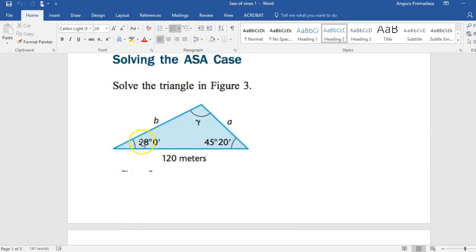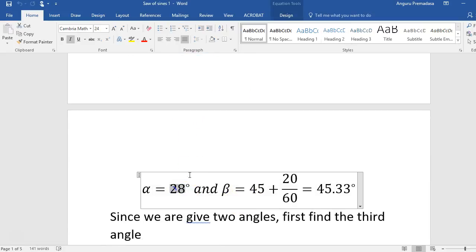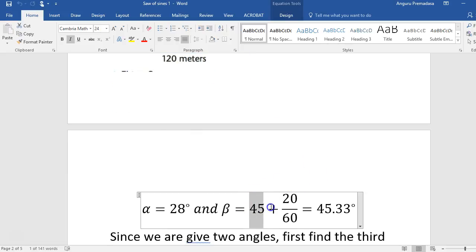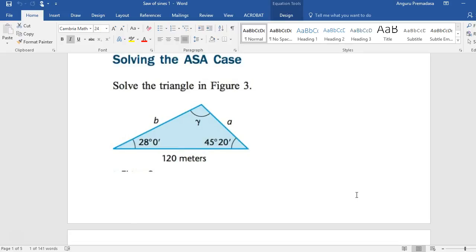First of all, it might be a good idea to convert these angles into decimal degrees, because this particular angle is in degrees and minutes. This one is already in degrees, so 28 is one angle. The other angle will be 45 plus 20 over 60, which gives 45.33. Once you do that, we are ready to solve this triangle.